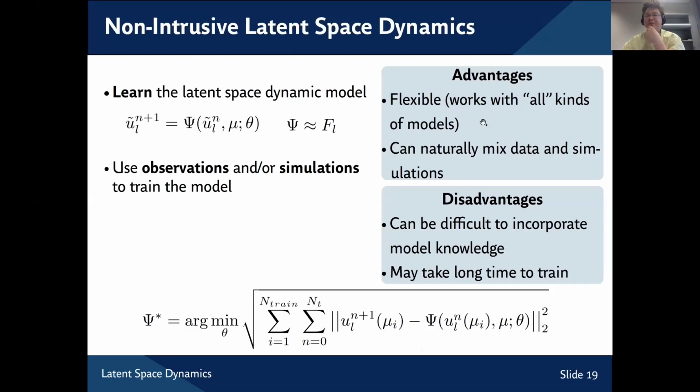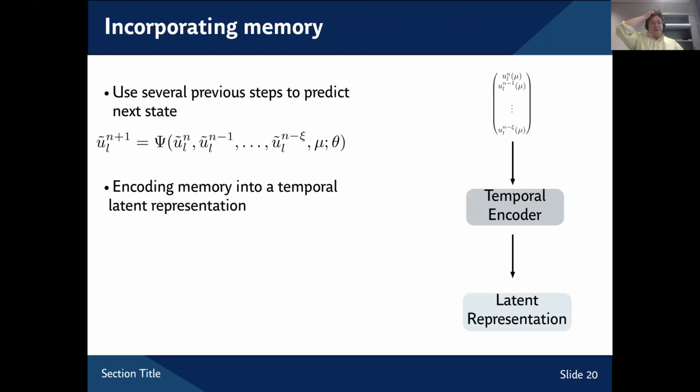This approach is much more flexible because it works with basically all kinds of models, which is not entirely true, but it's almost true. And you can use data and simulations for the training. However, you do miss some interpretability, and it may take a long time to train. Furthermore, we want to increase the accuracy by including not just the current state, but several previous states in order to predict the next state. This can be compared to methods like multi-step methods, where you use several previous states to increase the accuracy.